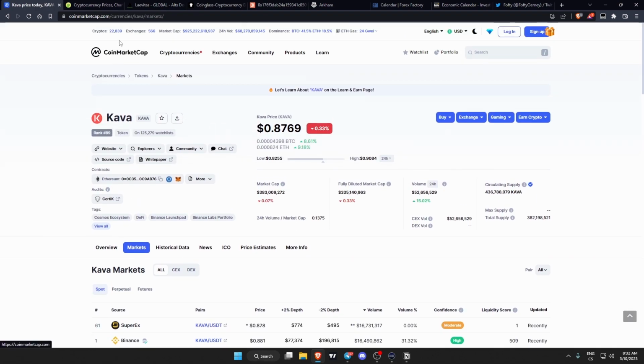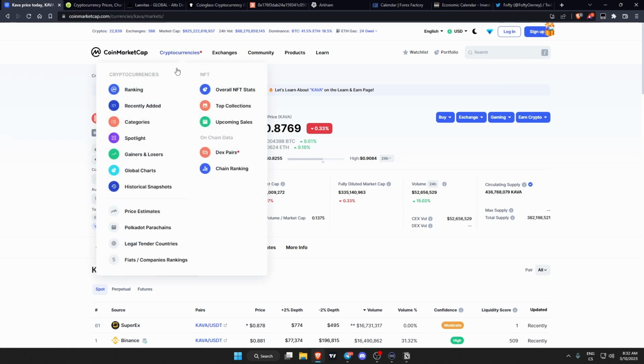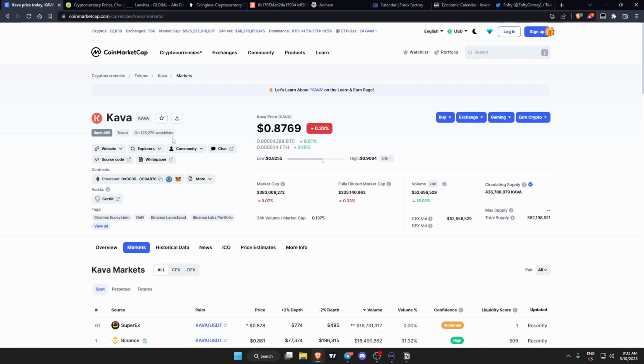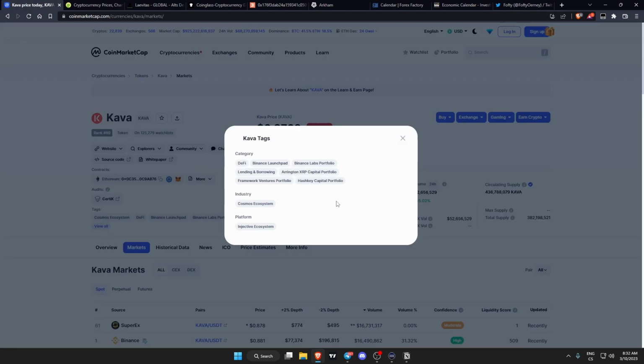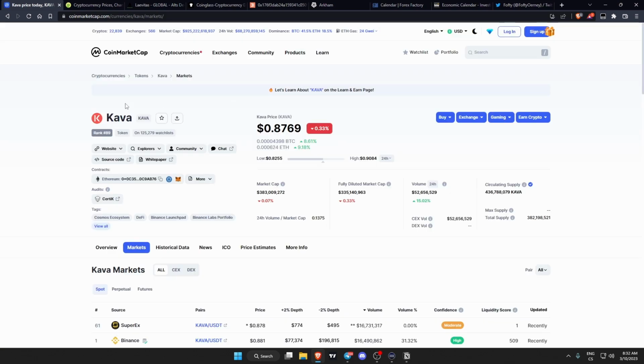Also, if you're newer in crypto and you want to learn more about a certain project, let's say Kava, can be any other project, you can see their website, explorers. Basically you have all the information that you need in one place. You can see, okay, Kava, I have never seen Kava before. What is it? It's Cosmos ecosystem, it's something to do with DeFi, who invested in it, etc. So it's a good step one for you to know what you're working with. Then you can go to the Twitter, etc.